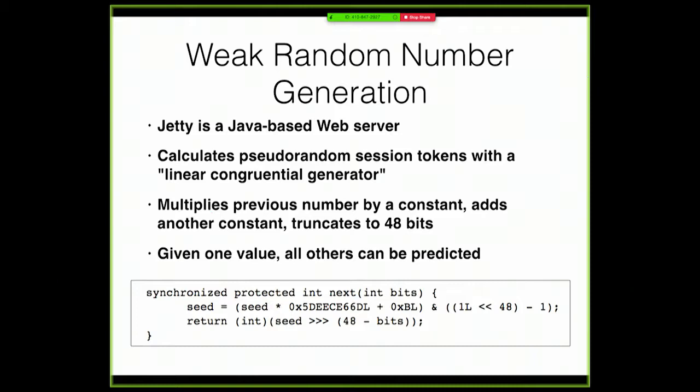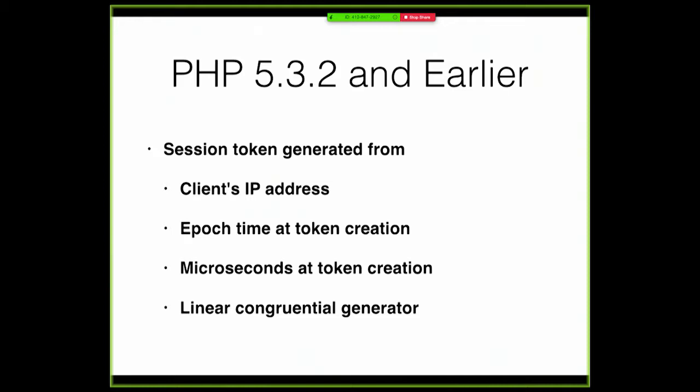And people use it, of course. So often the random numbers are not really random, and the linear congruential generator is one common way to do it, where it is again just a straight line. It's multiplying a number by a constant and adding a constant and then keeping the insignificant digits. So it leads to the same kind of predictability as the last one we looked at. PHP 5.3 created a session token from the IP address, the time in Unix epoch, which is the number of milliseconds since January 1st, 1970 or something, the microseconds on the server, a token creation, and then a linear congruential generator.